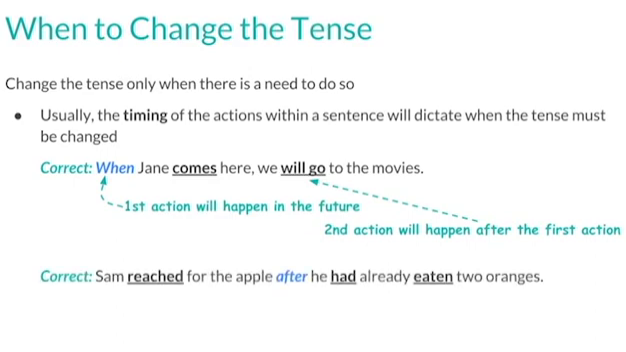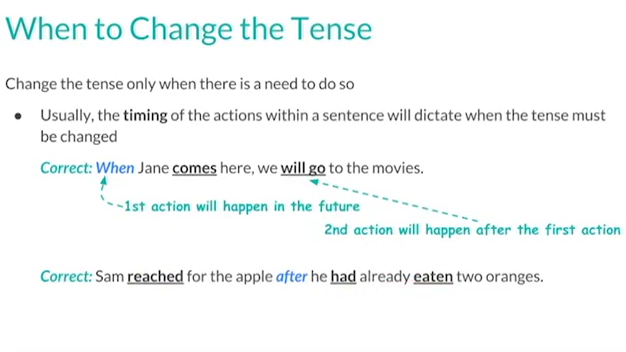Here we have a sentence, "Sam reached for the apple after he had already eaten 2 oranges." So I want you to notice that we have two different verbs here in two different tenses. The first one is reached, which is in past simple tense, and our second tense here is the past perfect tense.